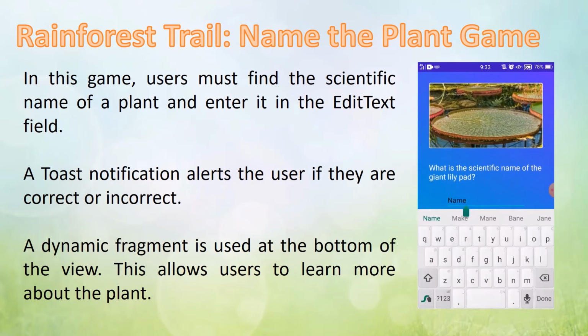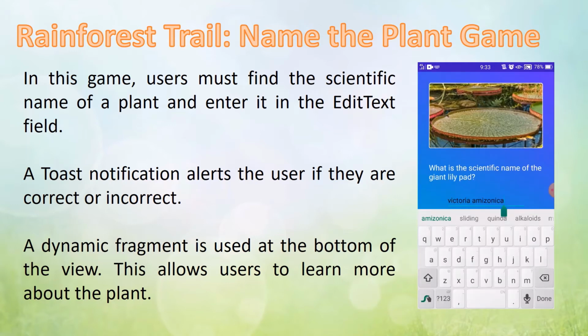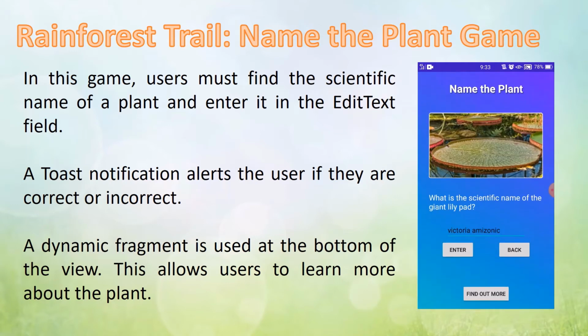The second game on the Rainforest Trail is called Name the Plant. In this game, users must find the scientific name of a plant and enter it in the Edit Text field. A touch notification alerts the user if they are correct or incorrect. In this example, the user is entering the name of the plant. They press Enter. It's correct. And then the name is misspelt and it's incorrect.